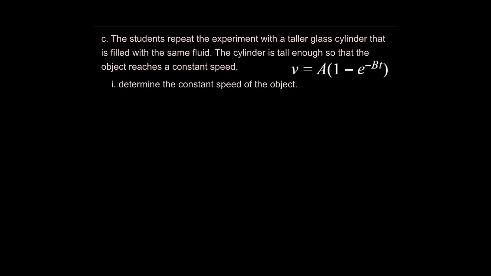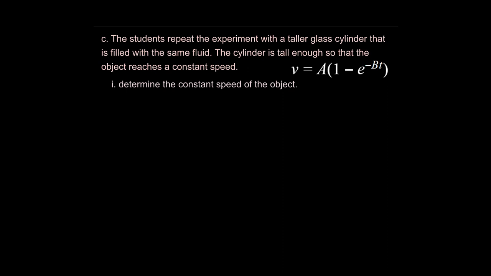Okay, part C says the students repeat the experiment with the taller glass cylinder that is filled with the same fluid. The cylinder is tall enough so that the object reaches a constant speed. So if you remember, we had data that went kind of like this in an arcing path. Well, at this point, what we're saying is we extend the time long enough that it becomes flat at the ends. That doesn't mean it stops moving. That just means it moves at a terminal velocity. It does not get any faster. So it has a constant speed at the ends, and its acceleration is going to be 0 at the end.